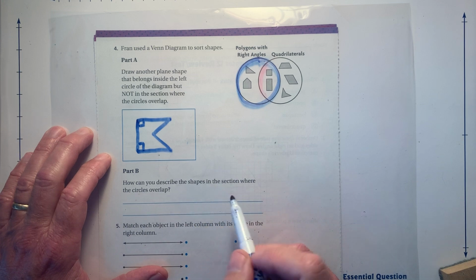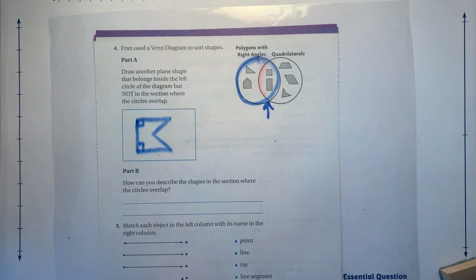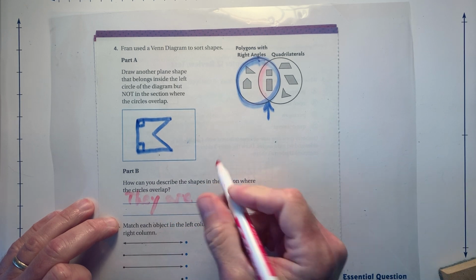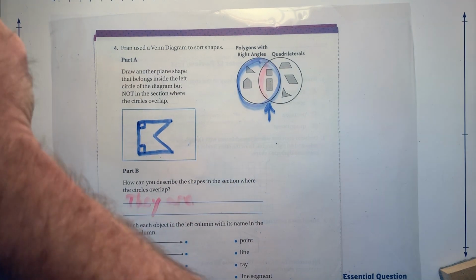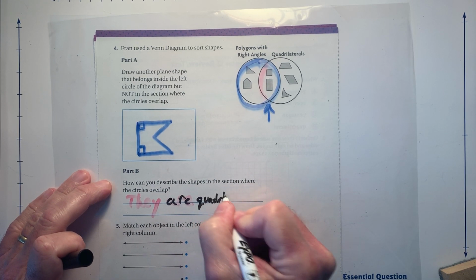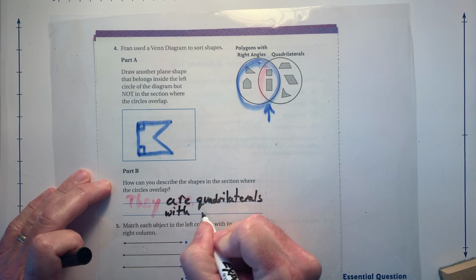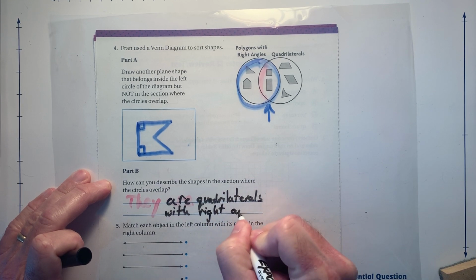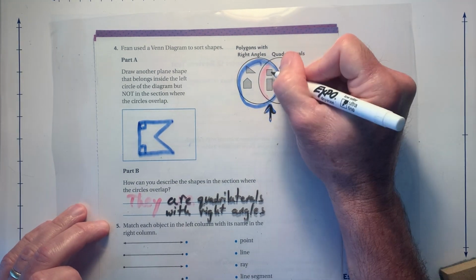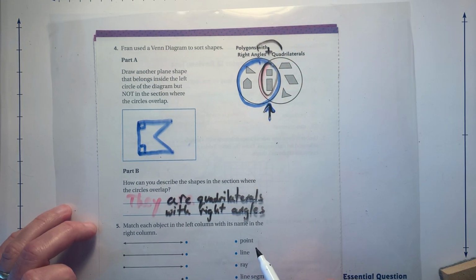How can I describe the shapes in the section where the circles overlap? So this pink section right here, how can I describe those? Sorry, it's not showing up as well. I'll just give up and go with black. They are quadrilaterals with right angles. Okay, so that's the part that would be right in here. These are quadrilaterals with right angles. They have both conditions here and here.